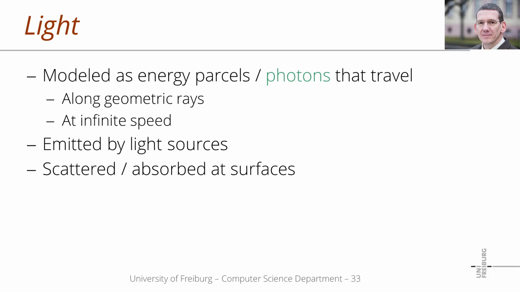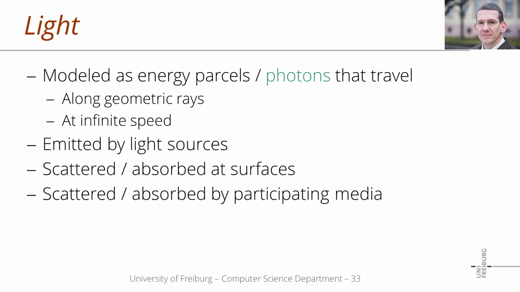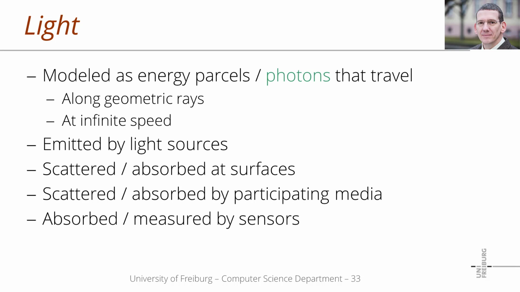At surfaces, light is scattered or absorbed, which is governed by the rendering equation. Light can also be absorbed or scattered within participating media, which is modeled by the volume rendering equation. And finally, light is absorbed or measured by a sensor, which can be a camera or a viewer.